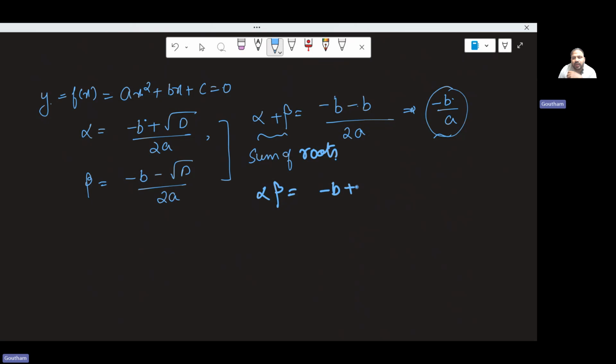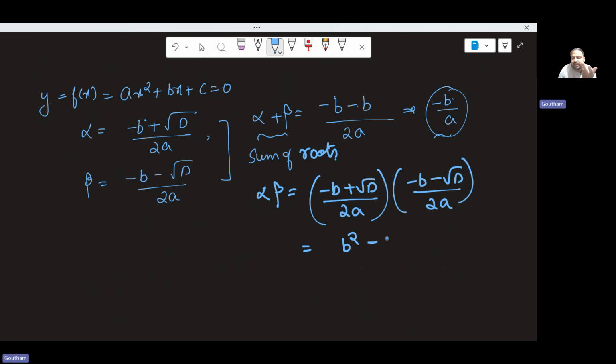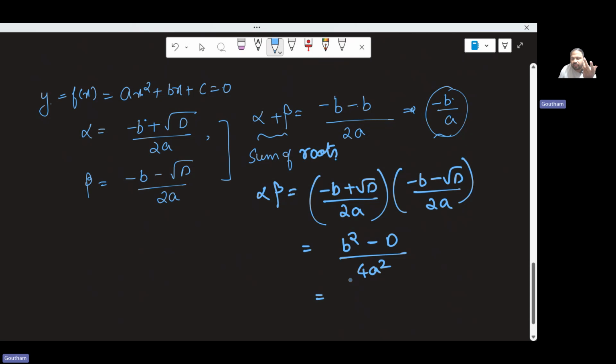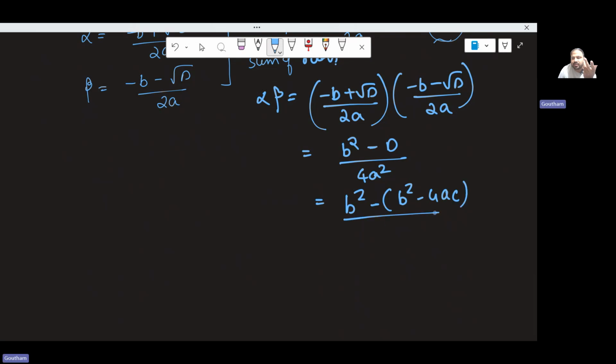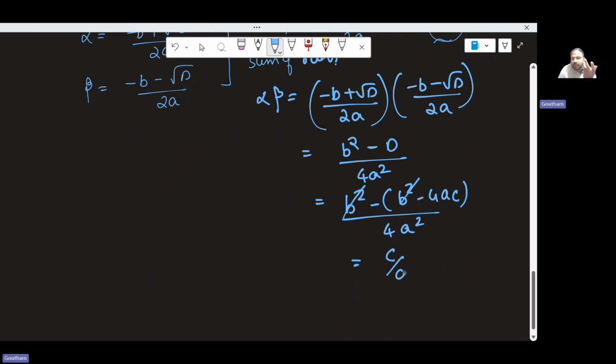Minus b plus root d by 2a, times minus b minus root d by 2a. See here, b square, minus d, by 4a square, right? Now, if you look at this, d is b square minus 4ac. That's all. Look, b square cancels, 4a cancels, sorry, the 4a square. So it will come out to be c by a. This is the formula for the product of roots.